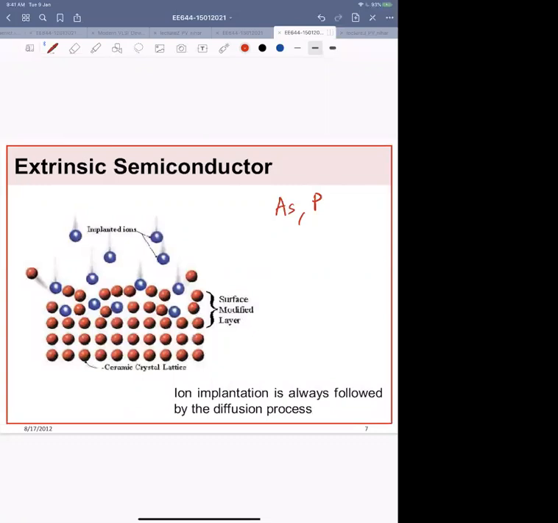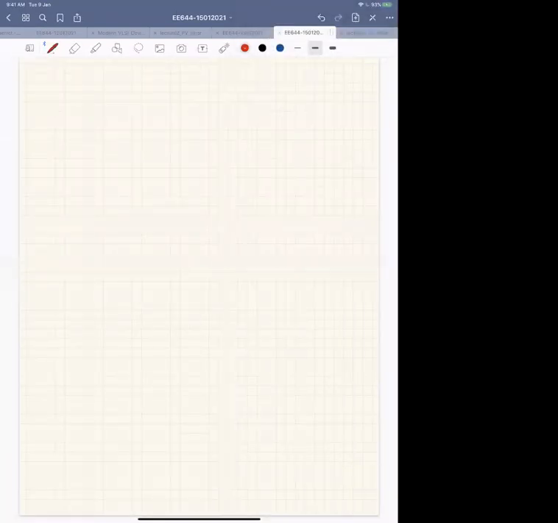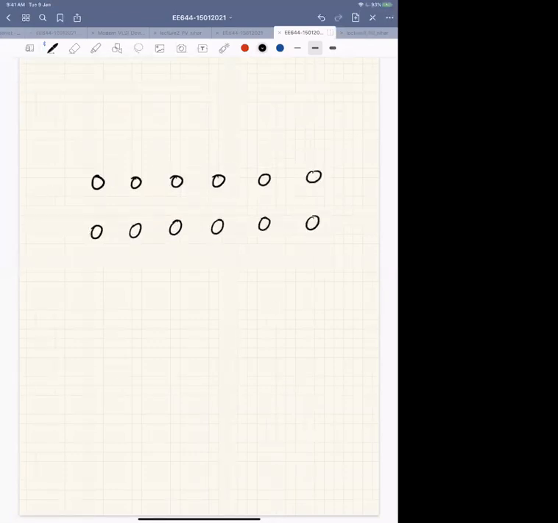So for an extrinsic semiconductor, let's say I have silicon, with the silicon atoms periodically arranged here, right?